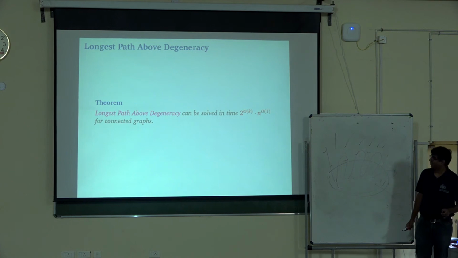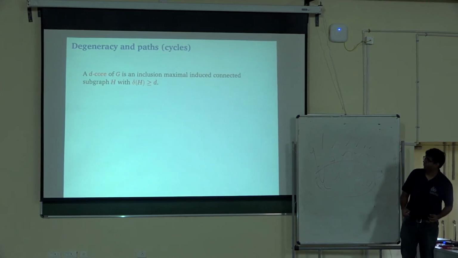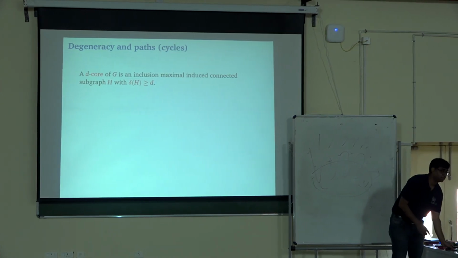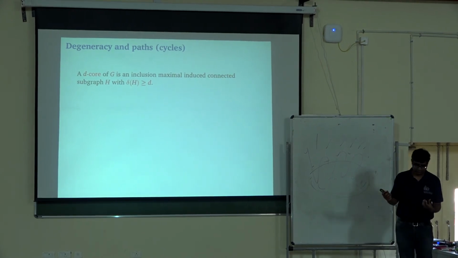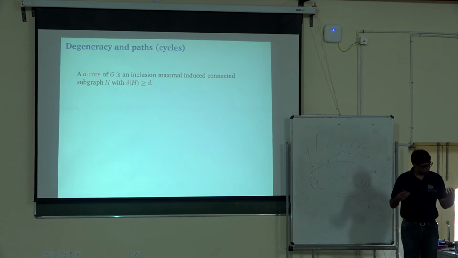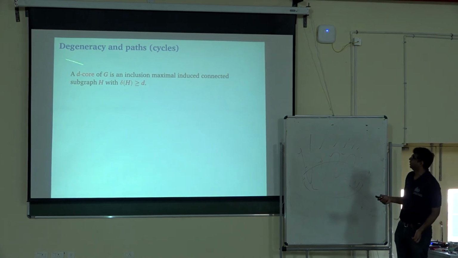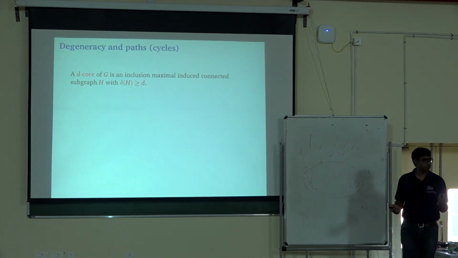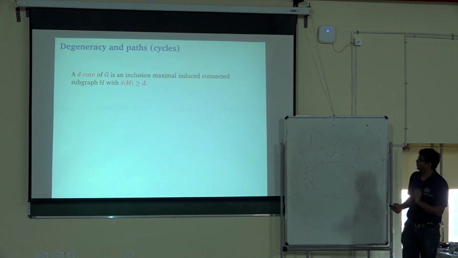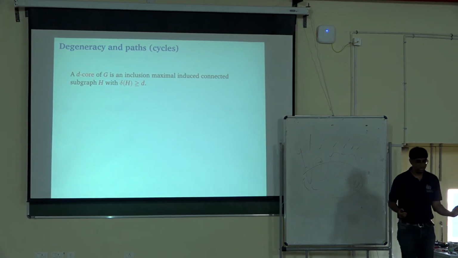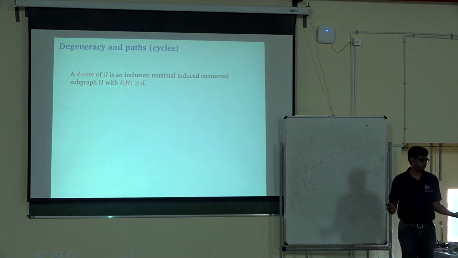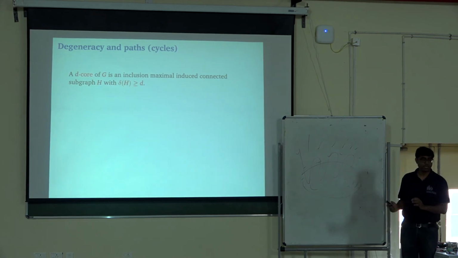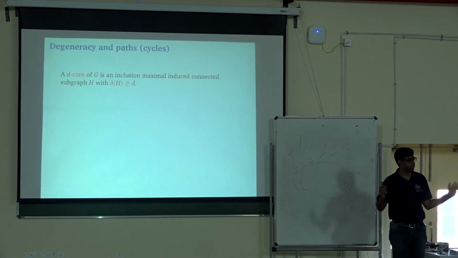Okay? And if you look at the proofs of some of these structures in classical graph theory, there is one object which is quite commonly used, which is the notion of a core. What is the D-core of a graph G? It is an inclusion-maximal induced connected subgraph H with minimum degree delta of H greater or equal to D. So this is what I mean by core.